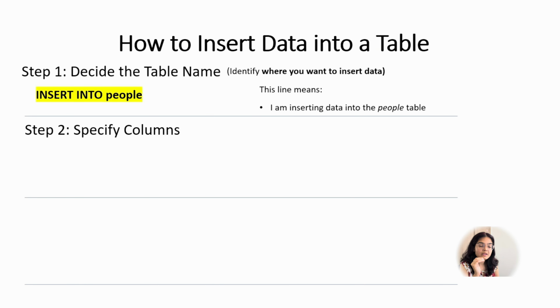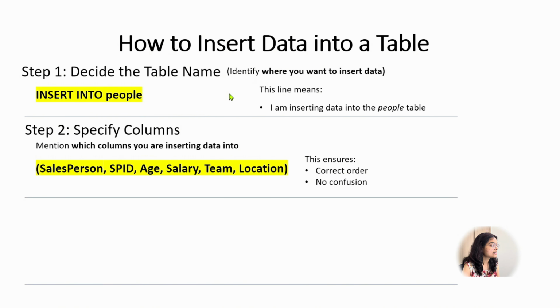The second step would be to specify columns. So you have to specify what my columns were, right? And this is how you're going to specify your columns. You are going to tell SQL that my first column was salesperson, then I had SPID, then I have age, then I have salary and team and location. You are going to tell SQL that this is going to be the order of my table. Okay. And what would be the next step?